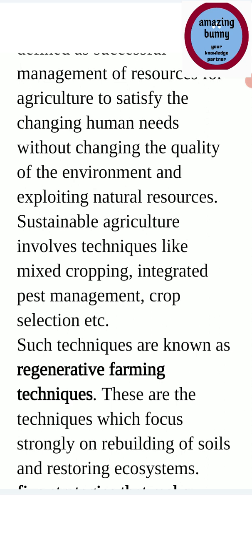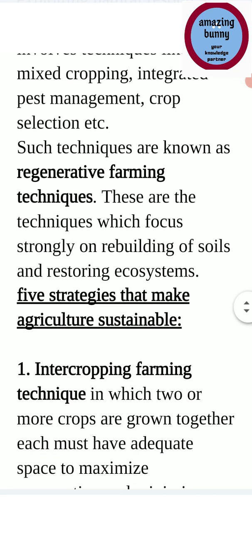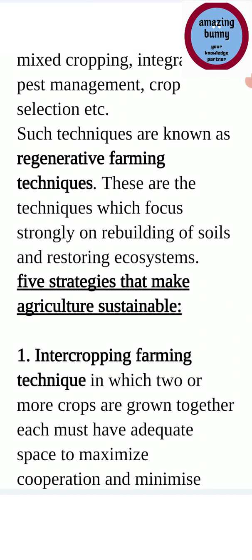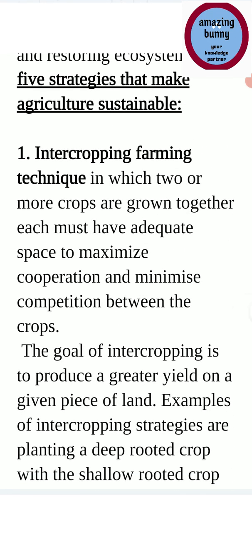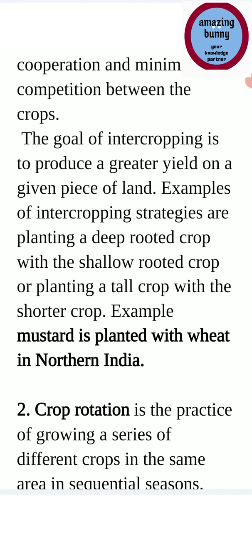Such techniques are known as regenerative farming techniques, and these are the techniques which focus strongly on rebuilding of soil and restoring ecosystem. Now there are 5 strategies that make agriculture sustainable. First strategy is intercropping, a farming technique in which 2 or more crops are grown together and each must have adequate space to maximize cooperation and minimize competition between the crops. The goal of intercropping is to produce a greater yield on a given piece of land.